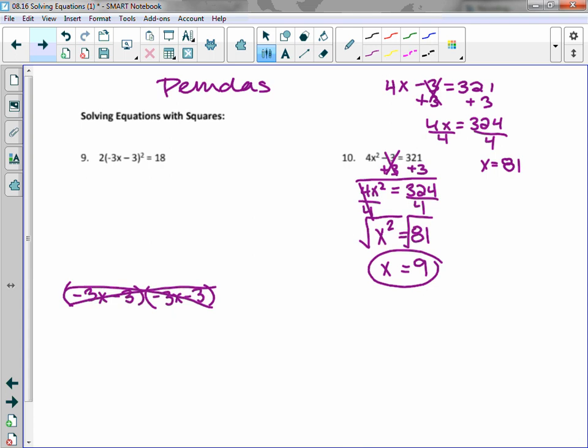So, what else is happening to that though? Besides that being squared, what else? The 2. Everything's being multiplied by 2. Can you get rid of the multiplication of 2? Yeah. How? By dividing it. Okay. So far, so good.